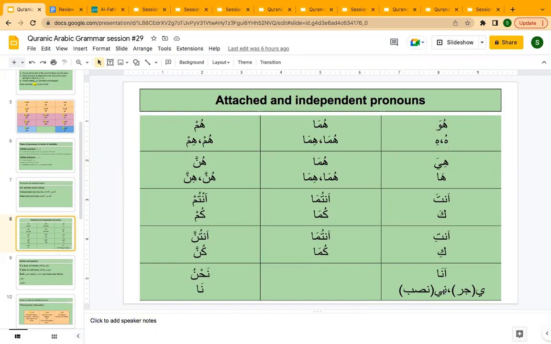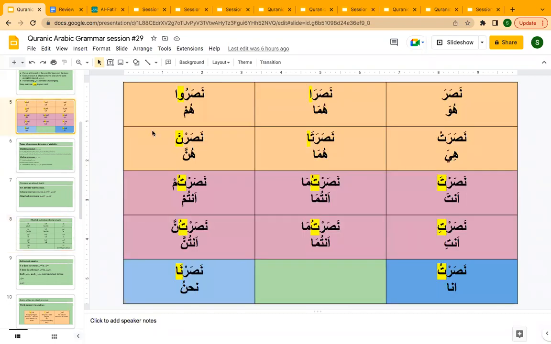They are muttasil pronouns. If I ask you about these pronouns that we are calling baris, what do you think? Are they independent or are they attached? What do you think? What does your mind say? Very well done. They are attached as well.